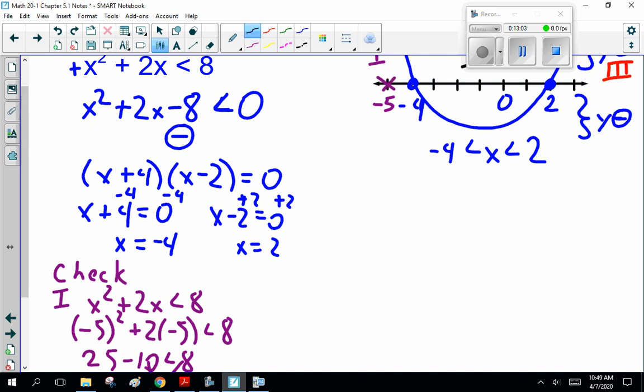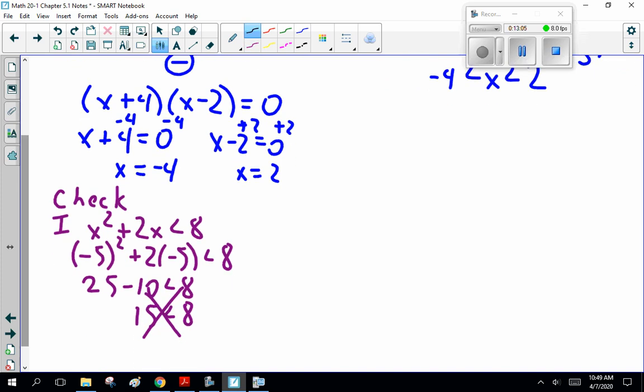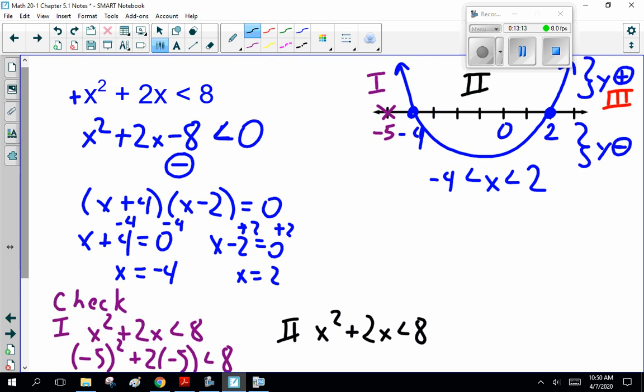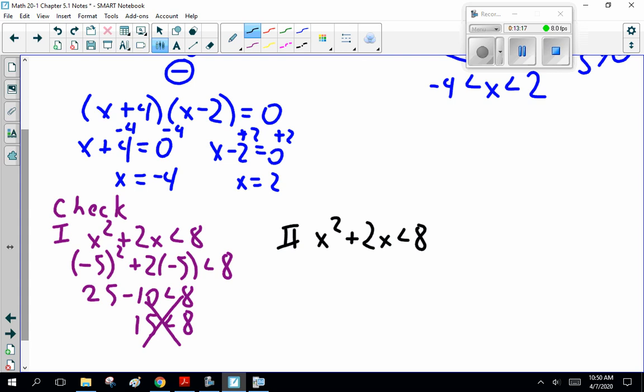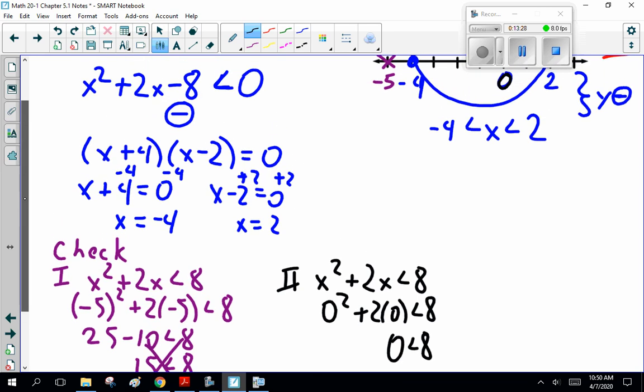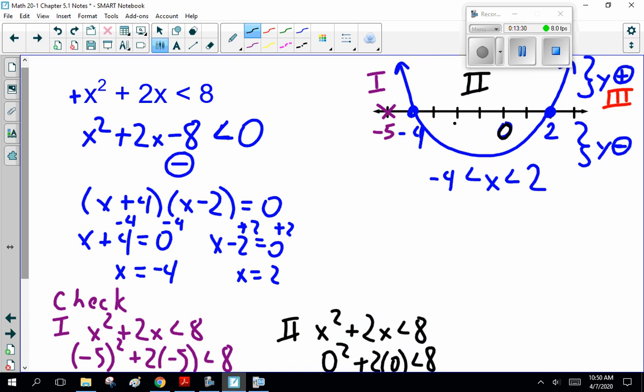Now, section 2, x squared plus 2x is less than 8. What's a nice number to choose in the second section? Well, 0. Because what's 0 squared? 0. What's 2 times 0? 0. So 0, is 8 greater than 0? Yes. So this section works. So that's my answer.